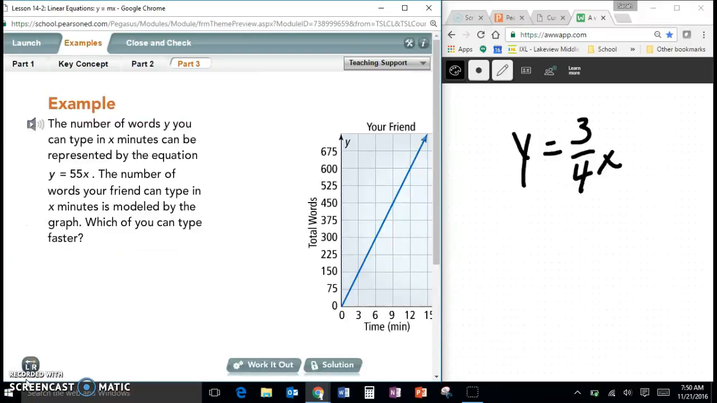All right, this is the example for part 3. The number of words y you can type in x minutes can be represented by y equals 55x. The number of words your friend can type in x minutes is modeled by this graph. Which of you can type faster? So if we look at this graph right here, 3 minutes and that's 150 words. So your friend can type 50 words a minute and your unit rate is 55 words a minute. So which of you can type faster? You can. You actually type 5 words a minute faster than your friend.